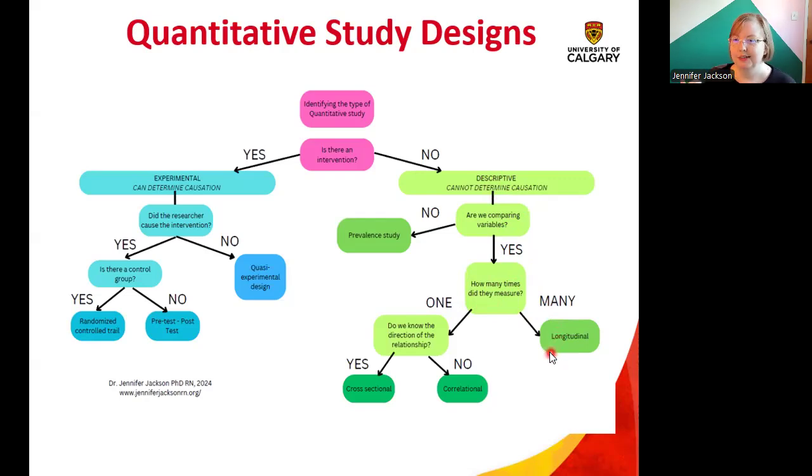What longitudinal means is we think of long, like we look over a long period of time. So some of the most epic research studies that have ever been done are longitudinal. For example, the Harvard Men's study, they followed people for 75 to 80 years.